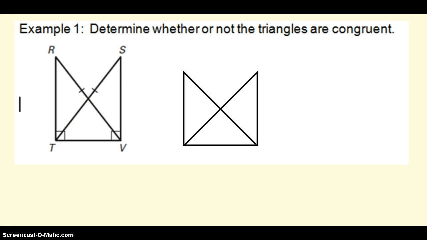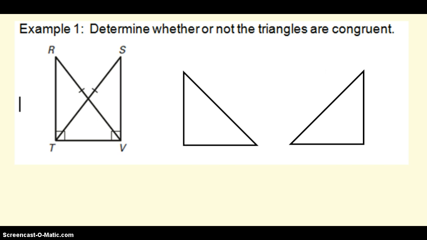Alright, so we have two triangles here. We need to prove whether or not these two triangles are congruent, okay? Now I have drawn two separate triangles here. Notice that it looks very similar to the picture on the left. What I'm going to do is drag this second triangle away, and we're going to go ahead and label. So the first triangle is RTV, and the other triangle is STV.